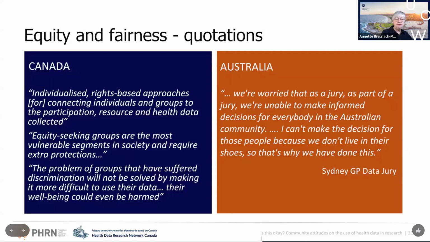The Canadian views were a little more generalised. The problem of groups that have suffered discrimination is not going to be solved by making it more difficult to use their data. Their well-being could even be harmed. So we have to be sure that those groups are represented and that they have particular protections in place.